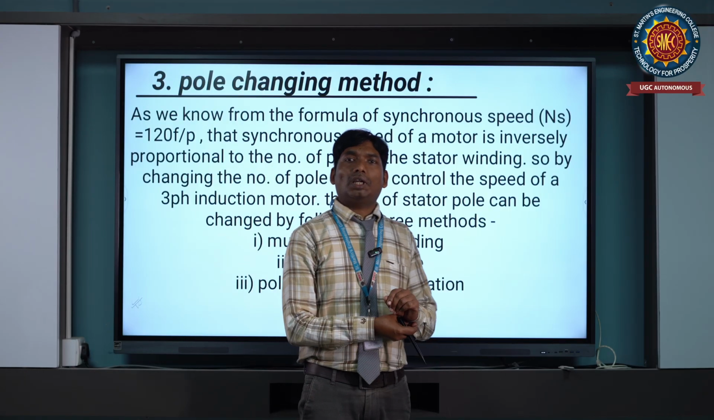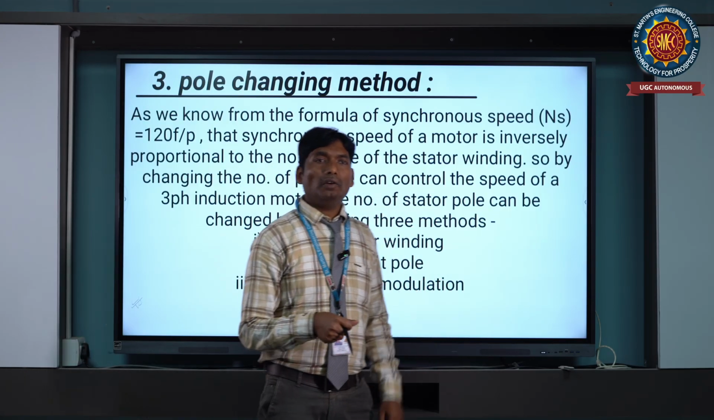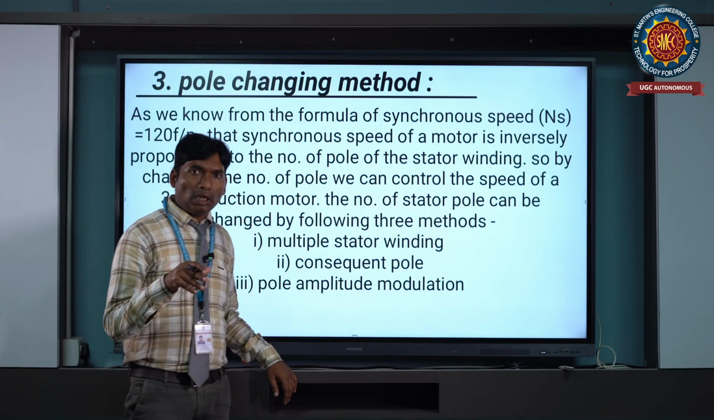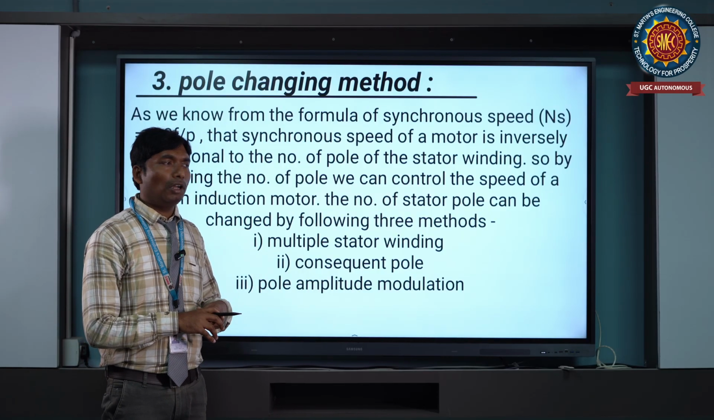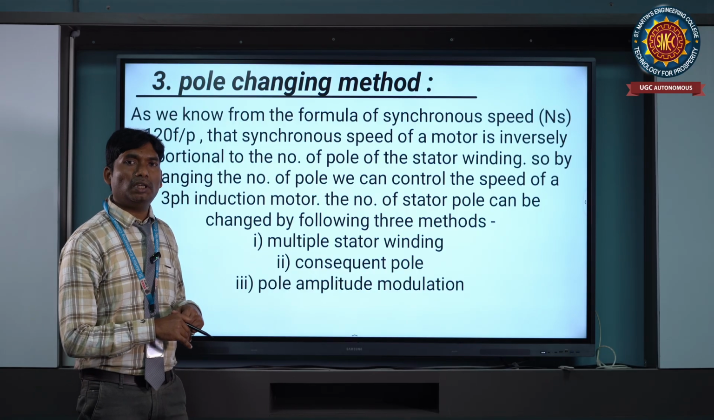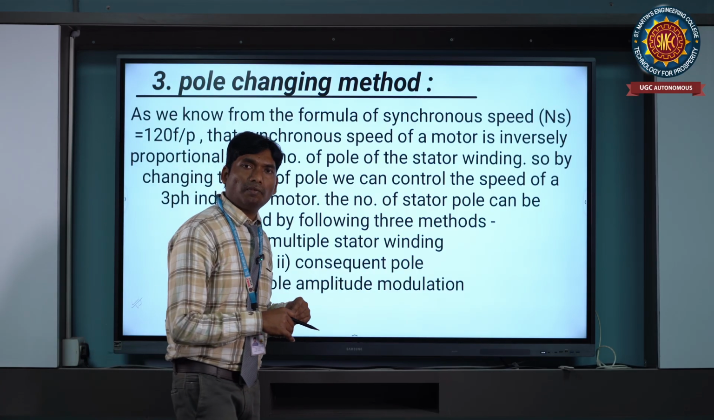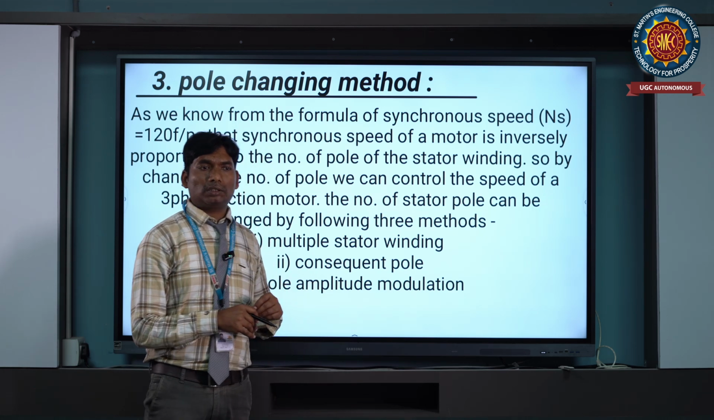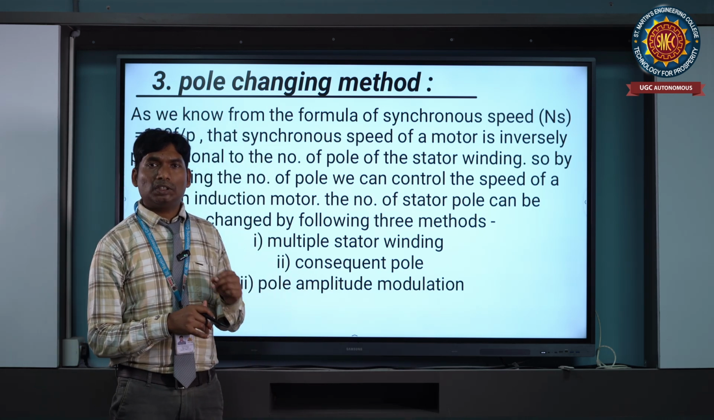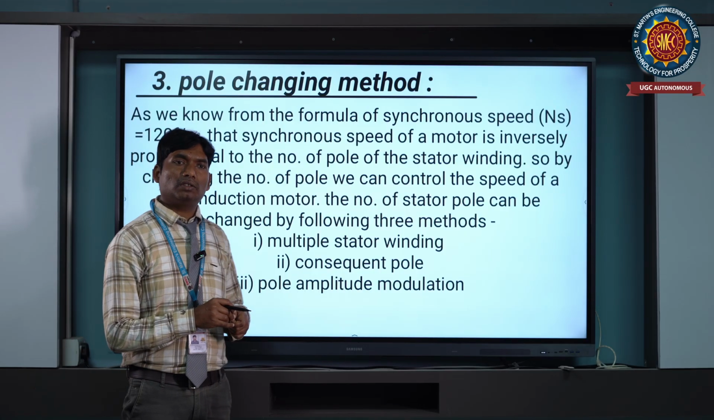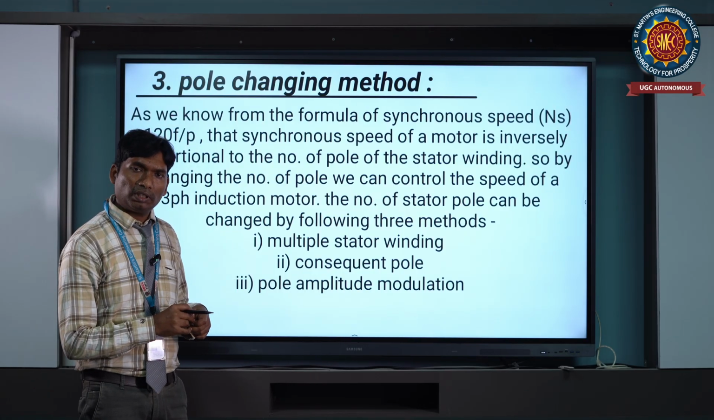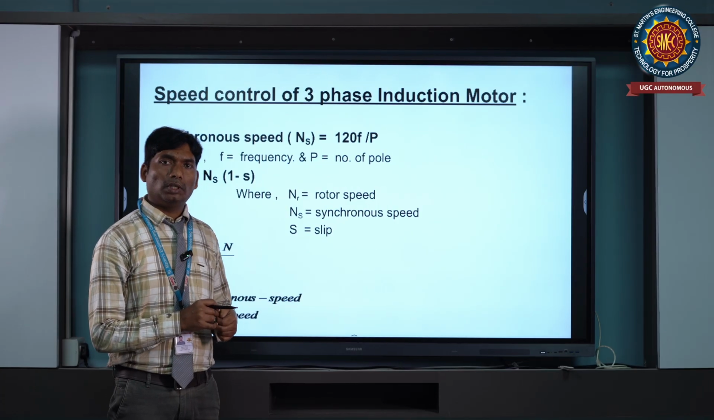Coming to the rotor resistance control method, when we vary the rotor resistance, we can control the speed of the induction motor. But the main drawback of this method is that copper losses are very high. Due to copper losses, the overall efficiency of the machine will decrease, and temperature also increases. So that's why this method is rarely used.